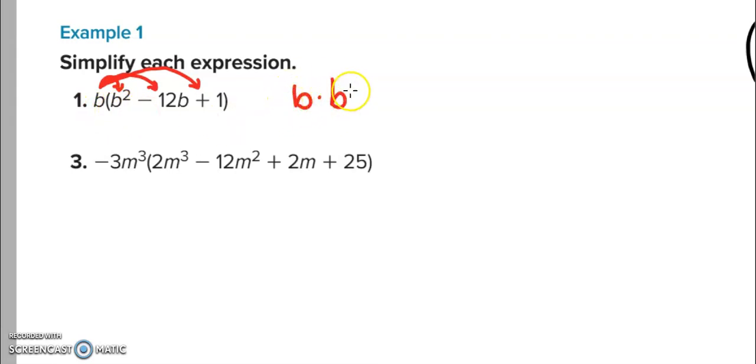So this becomes b times b squared, minus b times 12b. Right? And it's minus because that's minus. And then plus b times 1. Okay. So if we look at these just as individual steps, it's pretty easy to put this together.